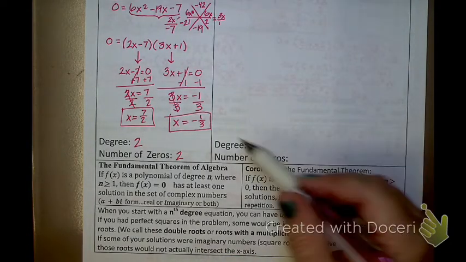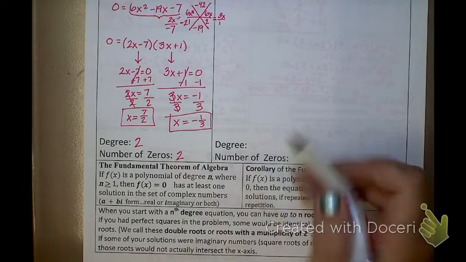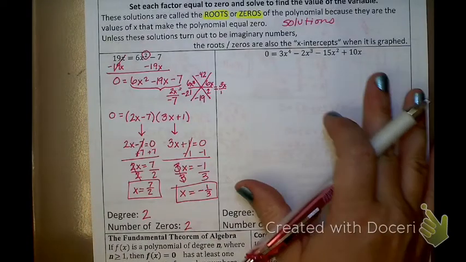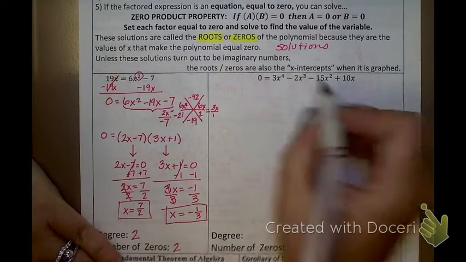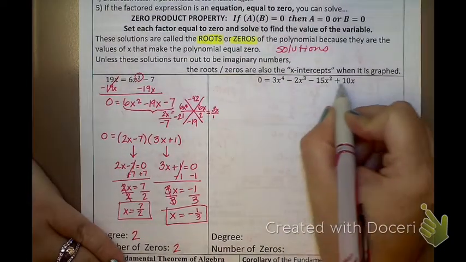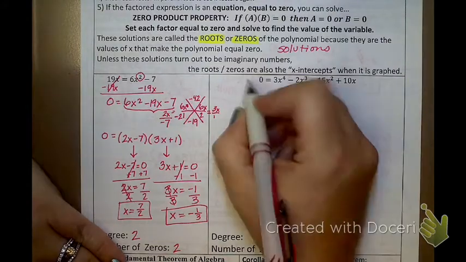But that's basically what I want you to get out of this, is that the degree should be equal to the number of zeros. Okay? All right, next one. Looking at this, let's see. What do they all have in common that I can take out?